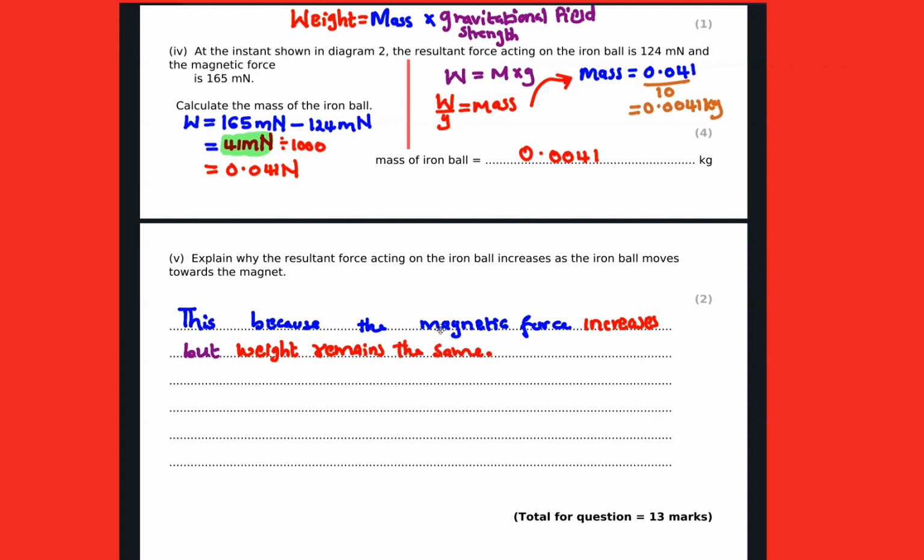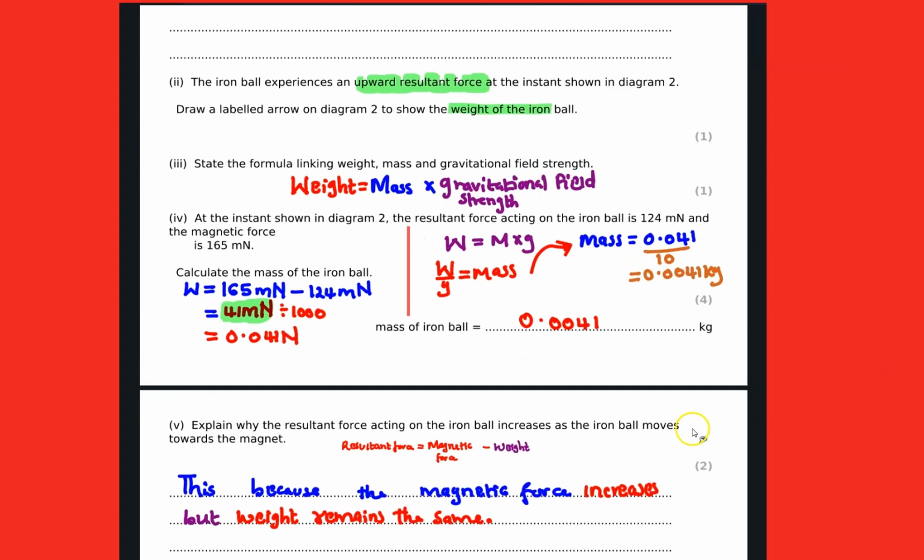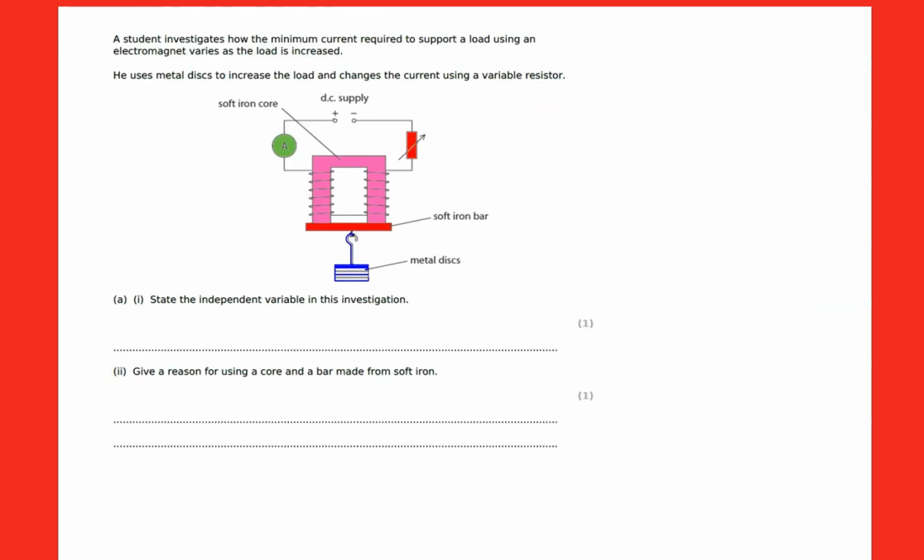Now, since the resultant force is going to increase, remember we said resultant force equals magnetic force minus weight. In this part, the independent variable is the number of metal discs that we have here, because a soft iron core is easily magnetized. So that is why that is the case.